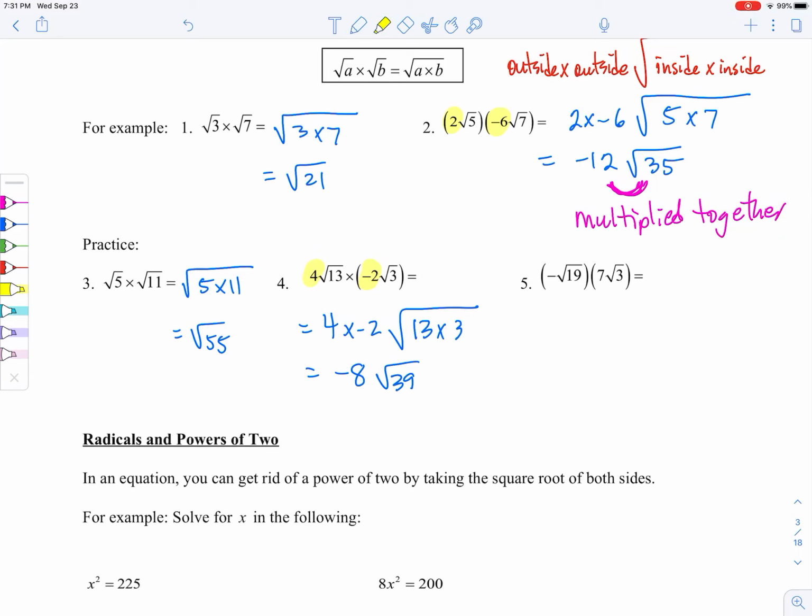Okay, number 5, in terms of outside, we only have a 7, so the 7 is going to stay outside. Oh, I was wrong. It's not just a 7. There's a minus sign, which means it's a ghosty minus 1. So our outside is going to be minus 7. And then inside is going to be 19 times 3, which is 57. So we get minus 7 root 57.